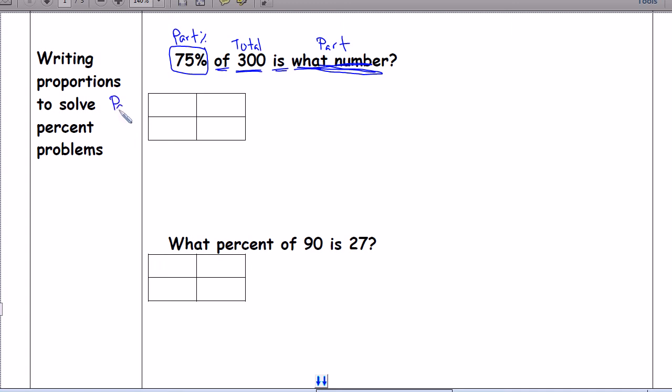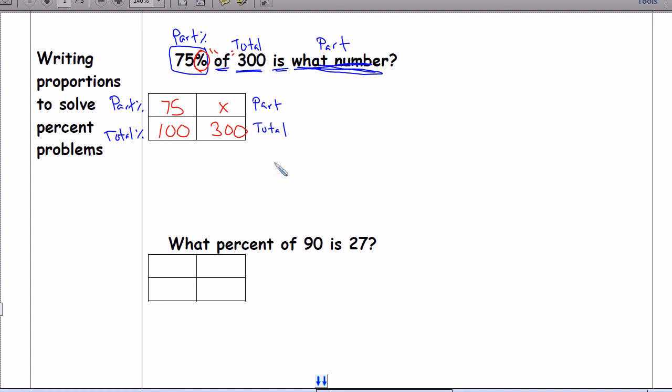If we're going to label our proportion, this is the part of the percent, this is the total percent, this is the part of the number, and this is the total number. So we know what to fill into our box. The part of the percent is 75 because it had that symbol with it, the 75% right there. The total percent is always going to be 100, because that's the highest percentage you can have if you have the whole thing. The part of the number is what we don't know. It says "is what number?" so it's going to be x. And we do know the total because of the keyword "of": 300 is the total.